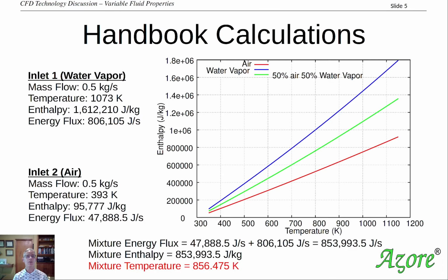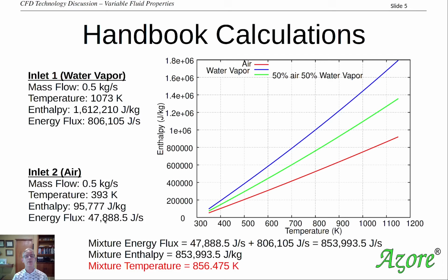For these handbook calculations, I'm going to focus on the energy balance. To do that, we're going to look at the energy flux coming into our model, which we can figure out by looking at both of our inlets. We can start with our water vapor inlet, where we know the mass flow rate and its temperature. Once we know its temperature, we can use an enthalpy table to look up the enthalpy of the water vapor at that temperature. Then we multiply the enthalpy by the mass flow rate, and that gives us the total energy flux due to the water vapor coming into our system. We can do a similar calculation for our air inlet, which gives us the energy flux of the air.